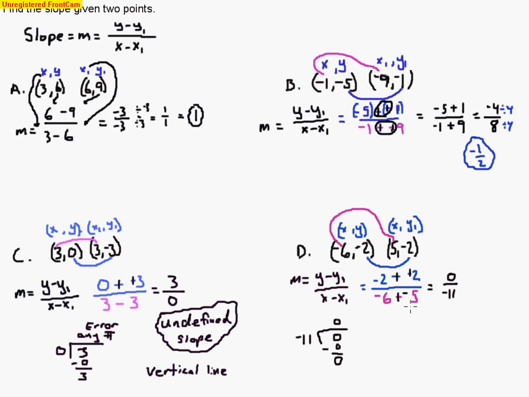And so since we divided a number into 0 and got 0 as the answer, we say the slope equals 0. So if we have a horizontal line, which is what this would make, and you saw those examples in the first part of this lesson, the horizontal lines have 0 slope, vertical lines have undefined slope. So that concludes this part of the lesson. Next, tomorrow we'll be working on graphing using the slope and a point.